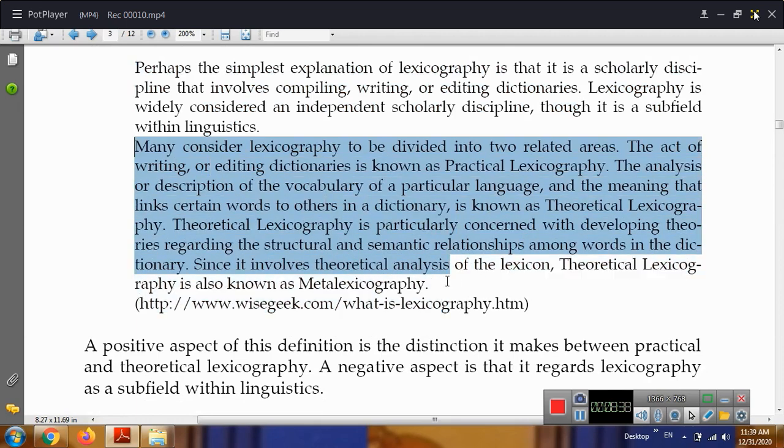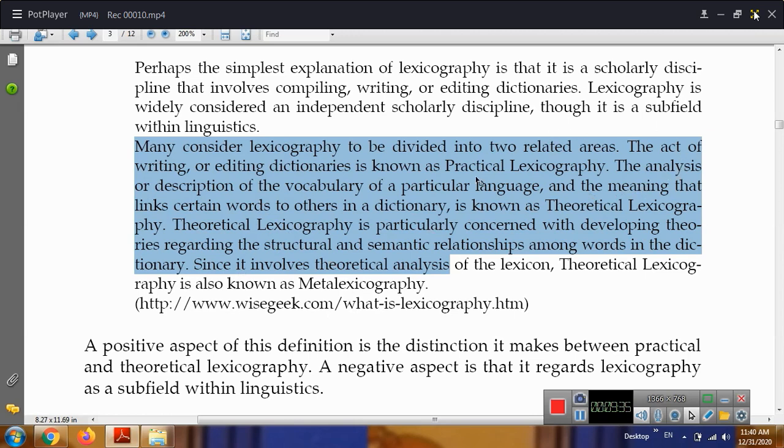Many consider lexicography to be divided into two related areas. The act of writing or editing dictionaries is known as practical lexicography. The analysis or description of the vocabulary of the particular language and the meaning that links certain words to others in a dictionary is known as theoretical lexicography. Theoretical lexicography is particularly concerned with developing theories regarding the structural and semantic relationship among words in the dictionary. Since it involves theoretical analysis of the lexicon, theoretical lexicography is also known as meta-lexicography.